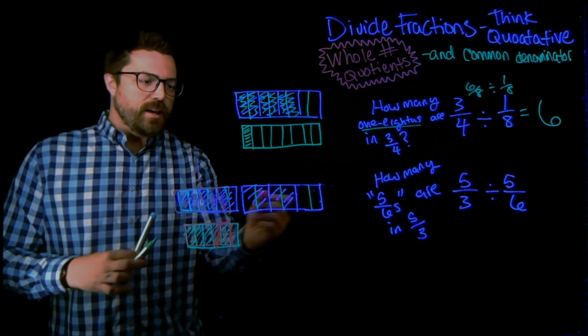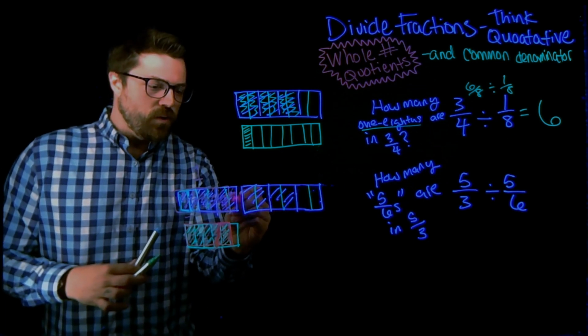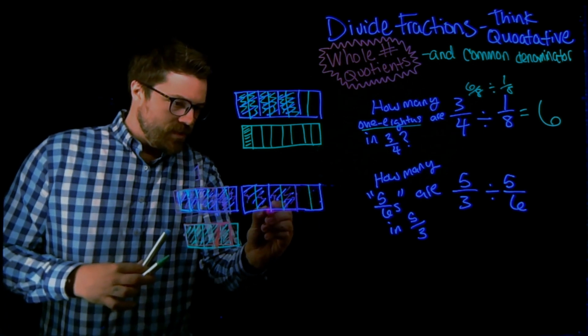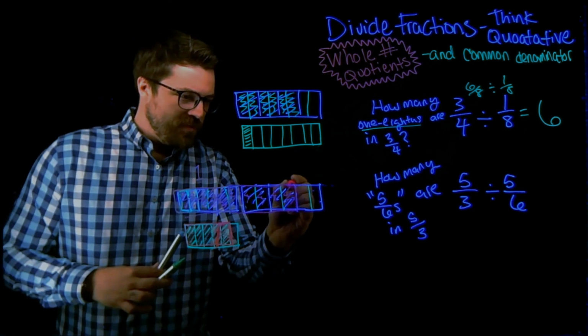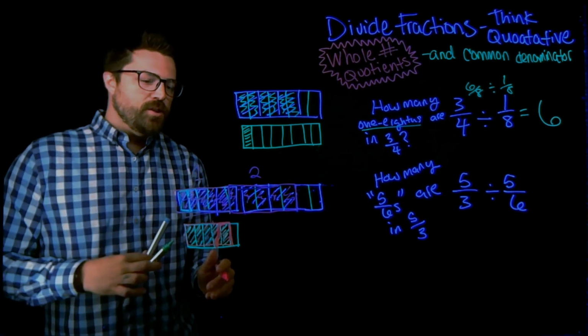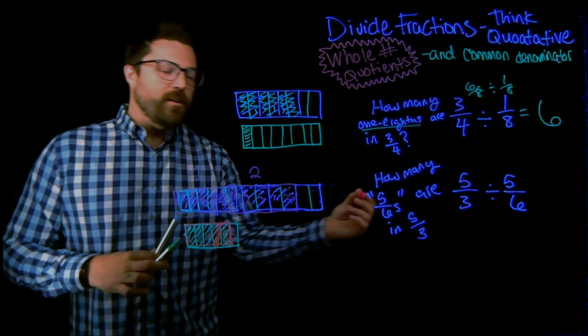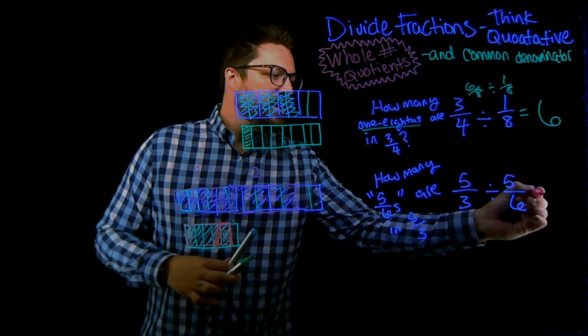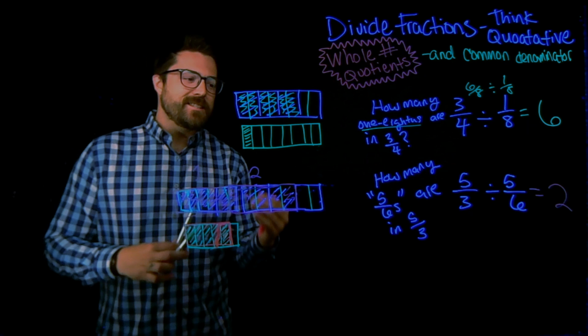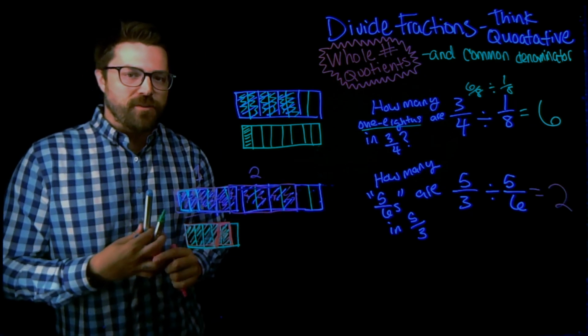So let's see and just count 5 more pieces. 1, 2, 3, 4, and 5. Oh, that was perfect. So there's my second 5/6. So I have 1, 2. So 5/3 divided by 5/6 is 2. There are 2 5/6 inside of 5/3.